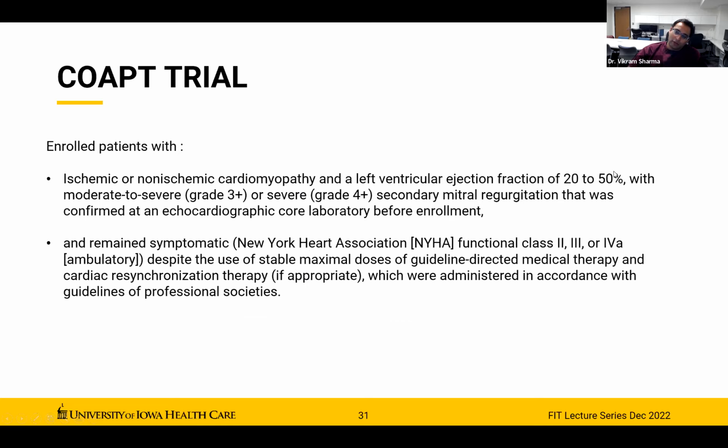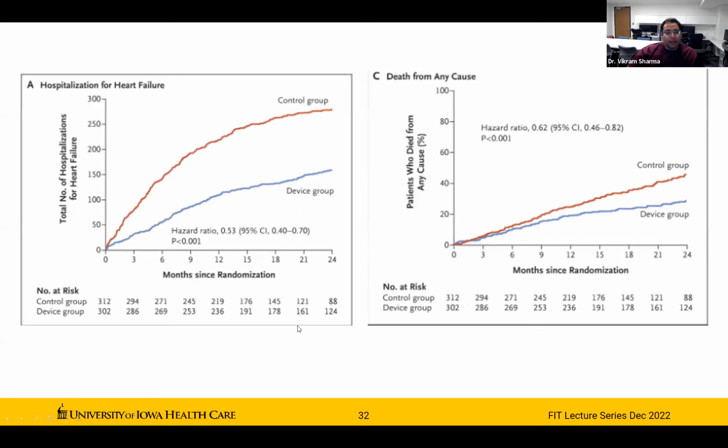Here the cutoff was 20 to 50%, which was slightly higher than that used in the Mitra-FR trial. Again, moderate to severe and severe secondary mitral regurgitation using the 2017 criteria that were prevalent at that time, which used a slightly higher cutoff. These patients had to be symptomatic despite use of guideline-directed medical therapy and/or cardiac resynchronization therapy.